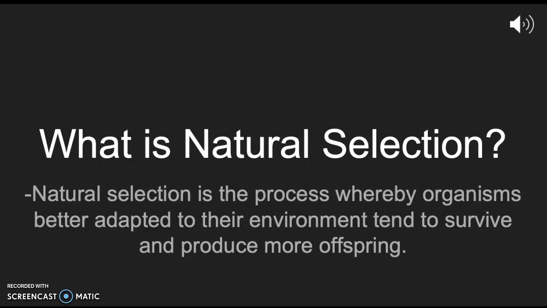In the dictionary, natural selection is defined as the process whereby organisms better adapted to their environment tend to survive and produce more offspring. In the slides, I will describe many animals. To start with, we will go over the deer mouse.